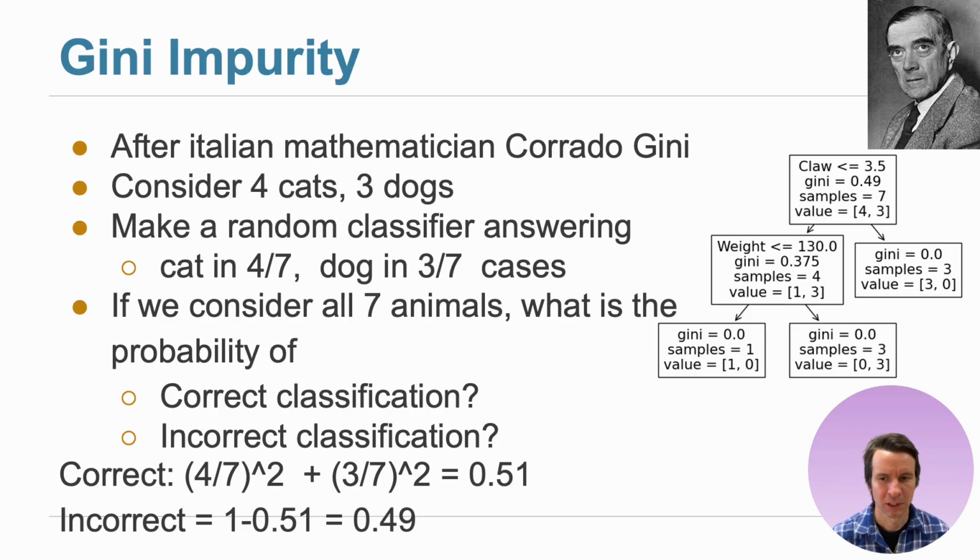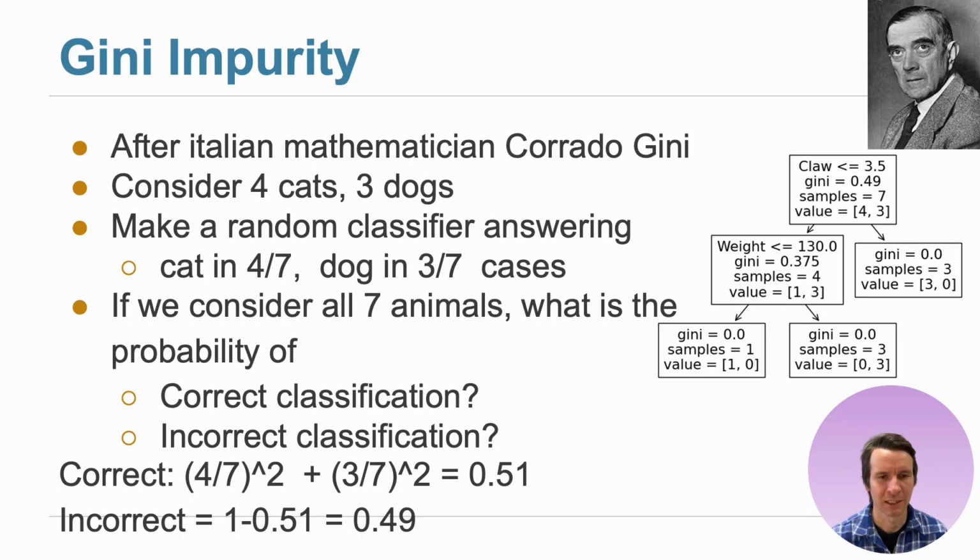For the first node, if you want to make the random classifier answering cat with chance 4 over 7 and dog with 3 over 7, and you try to do it on the 4 cats and 3 dogs, you will be correct in 51% of the questions. So there is the little calculation. I'll try to show how it goes. Here it is written as the formula: 4 over 7 squared plus 3 over 7 squared.